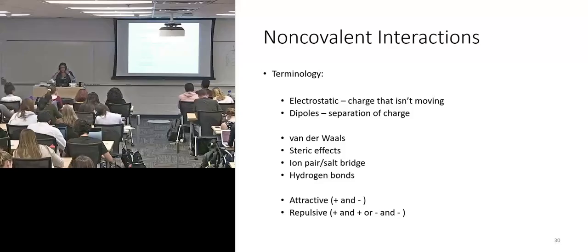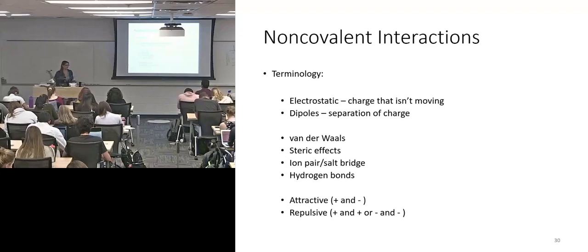So electrostatic interactions is sort of a blanket term to describe all the others. The definition of electrostatic is really straightforward. It's charge that isn't moving. Electro, charge, static, we're not moving. Okay? Dipole, a separation of charge. Again, pretty straightforward. So then examples of electrostatic interactions or noncovalent interactions, your textbook will use these words interchangeably. I will also use them interchangeably.